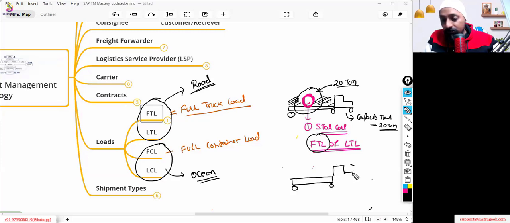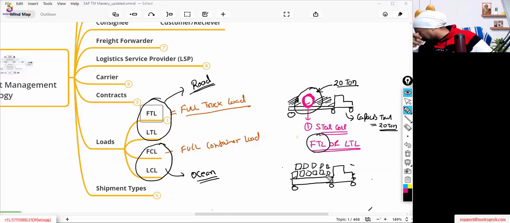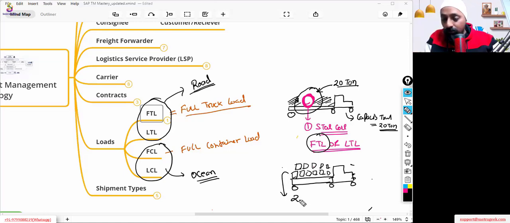Same truck, which is carrying boxes of a product. And the weight here is 12 ton. The capacity which the truck has is 20 ton. Although it is not fully loaded by weight, as per the volume, you can say it's a full truckload.